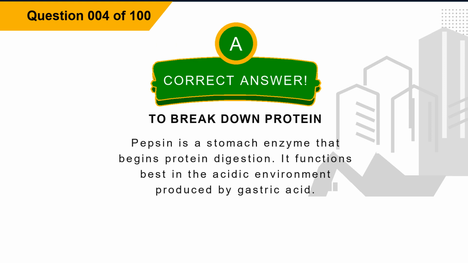To break down protein. Explanation. Pepsin is a stomach enzyme that begins protein digestion. It functions best in the acidic environment produced by gastric acid.